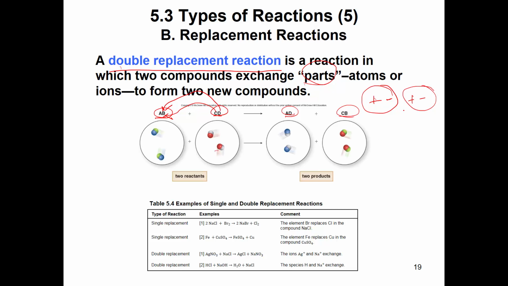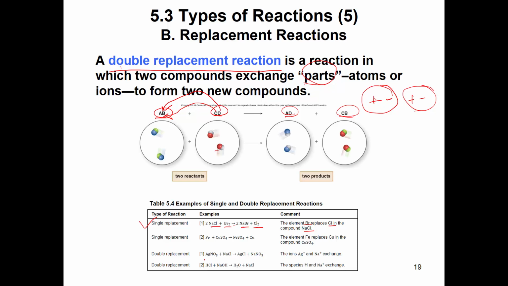So again, just in summary, you have a single replacement. So you have sodium chloride plus bromine recombines to give you sodium bromide plus chlorine. Bromine replaces the chlorine in the compound NaCl.